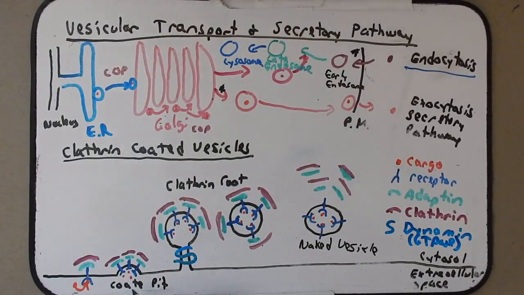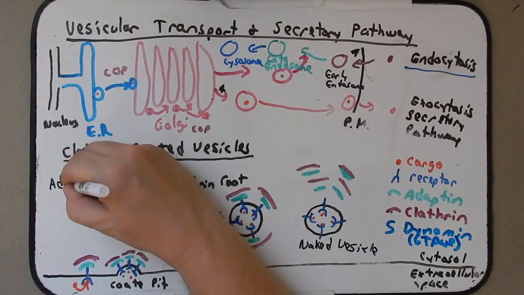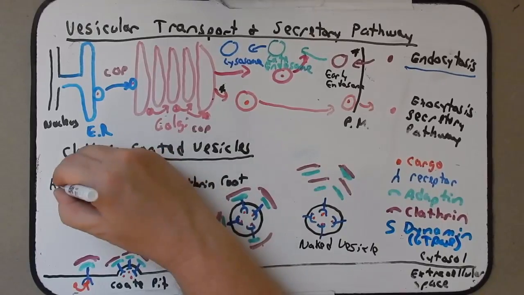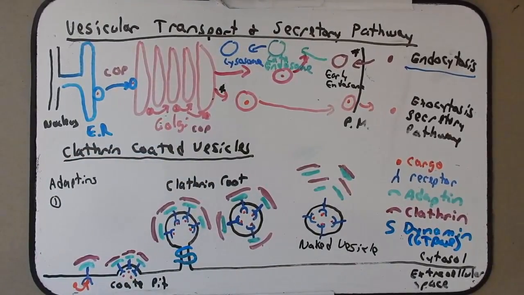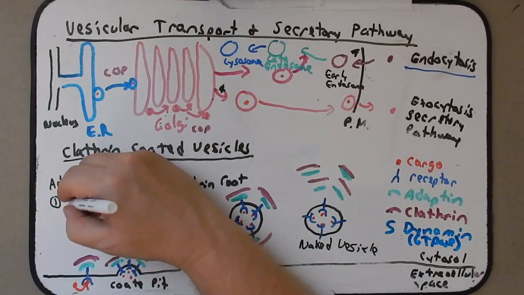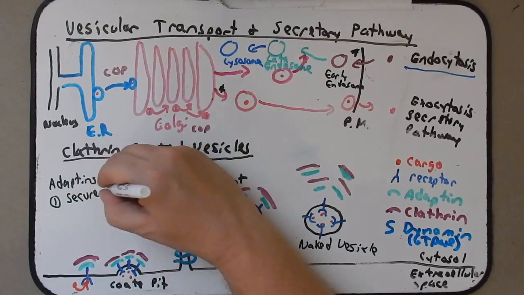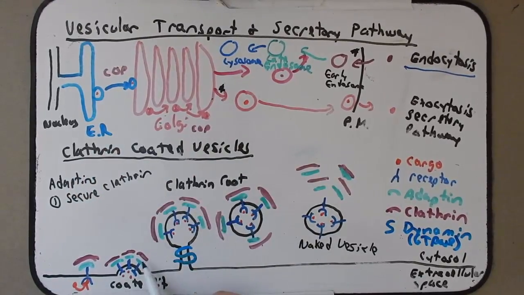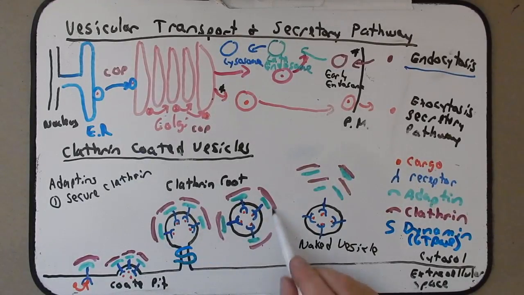Now I want to say a couple things about adaptins, and I'm going to say it on this slide because this is where I've drawn them. So I'm going to just make the notes over here. All the proteins in this process, of course, are important, but adaptins serve a couple crucial roles. They secure the clathrin, which is essential in forming this coat and eventually in forming this pit, and then eventually this coat, and then eventually this vesicle here.